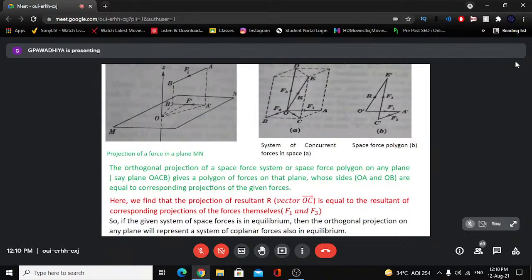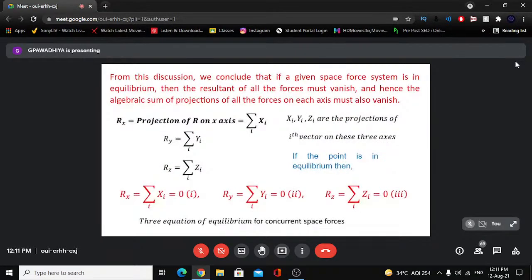Now we have to establish the equilibrium of these space forces. So here, the equilibrium of a point of application or particle located in the space coordinates, subjected to concurrent non-coplanar forces. So for equilibrium, as we studied in coplanar force cases, the resultant vanishes. Resultant must be 0. So if the resultant has to be 0, then we can write the equilibrium equation here.